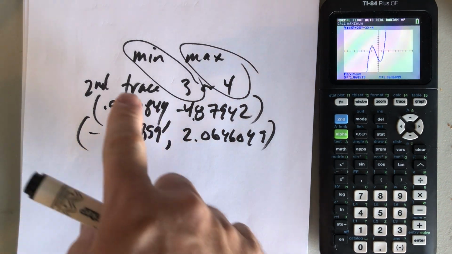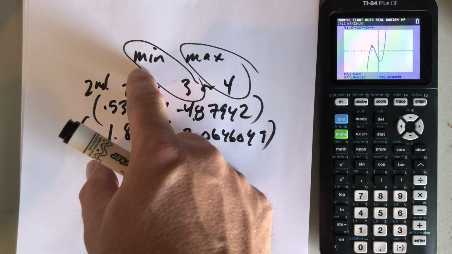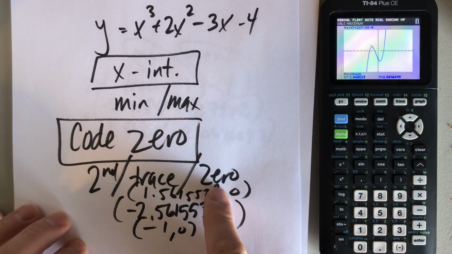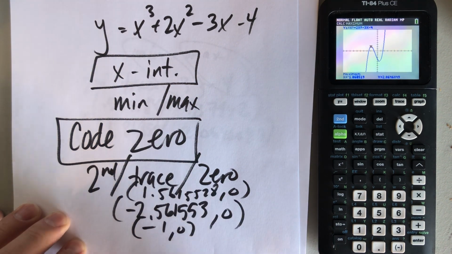So just in conclusion, you can do second trace 3 to find the min, second trace 4 to find the max, second trace 0 to find the x-intercepts. So good luck.